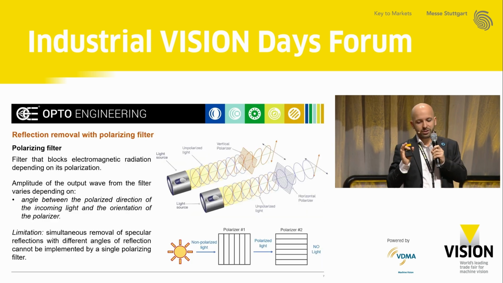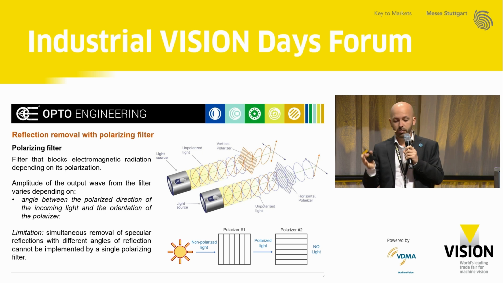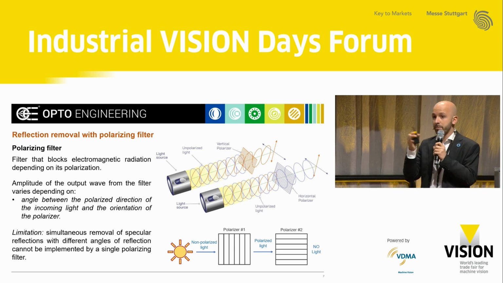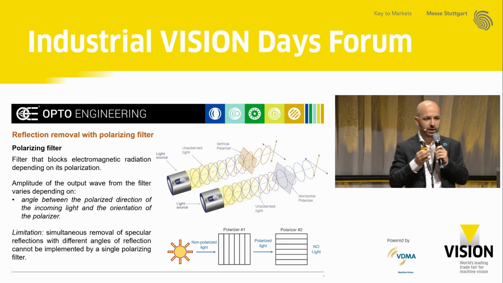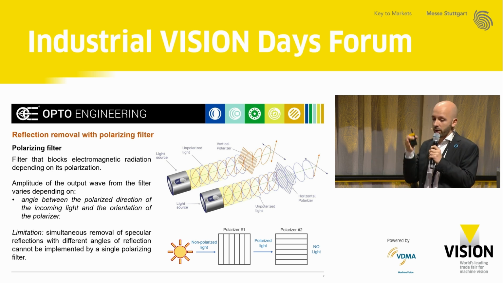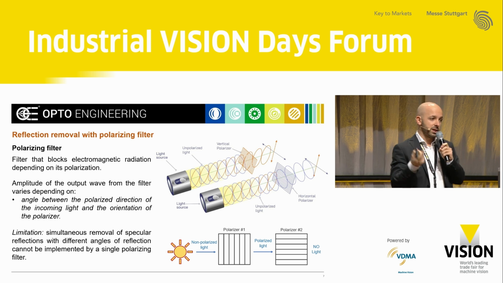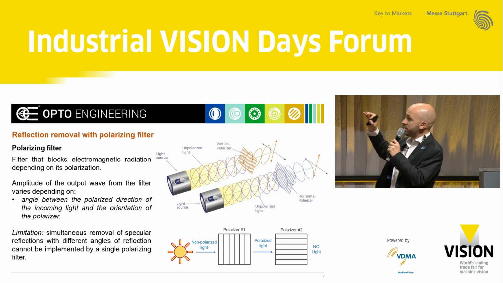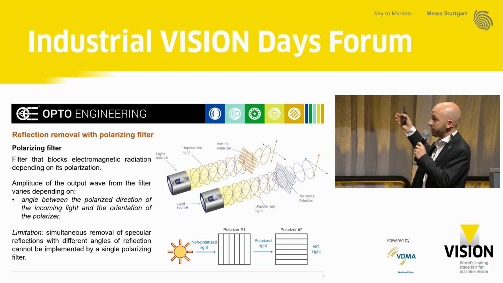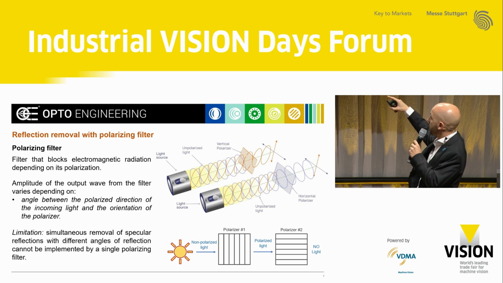To remove this polarization part, we can use polarizing filters, which are devices that block electromagnetic radiation depending on its polarization. The output wave that we have after the filter depends on the angle of the wave and the polarization angle that we use. This has a great limitation because we can remove just some components of the polarized wave. To remove all of them, we would need different types of polarizers.